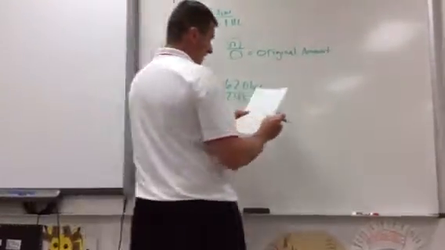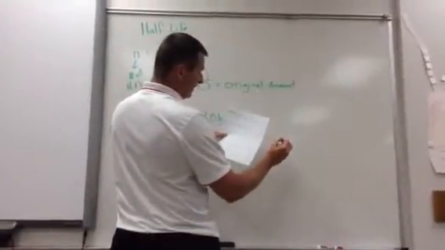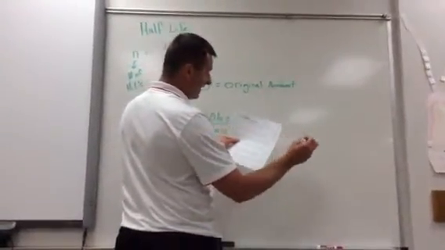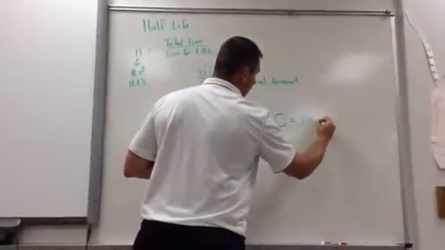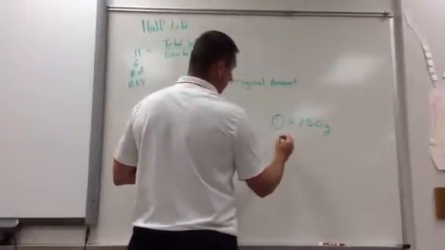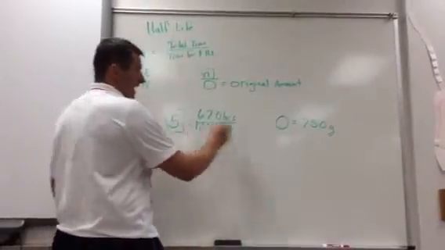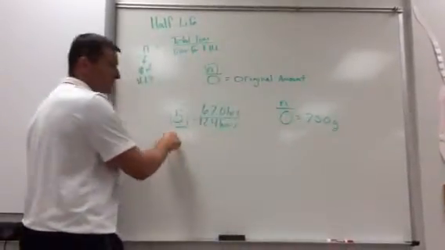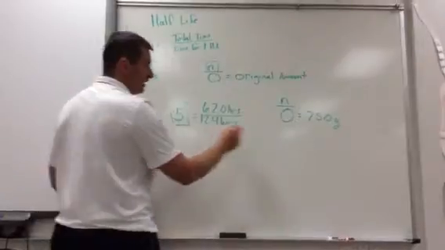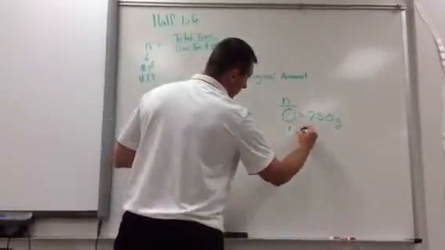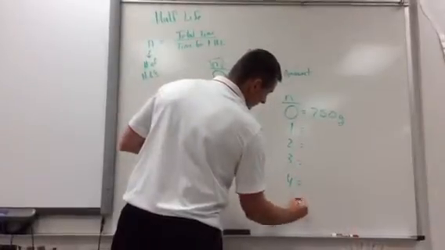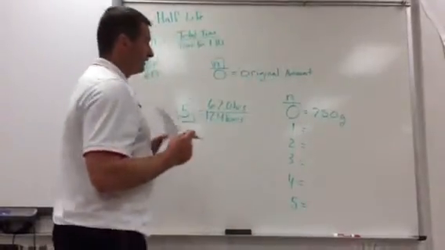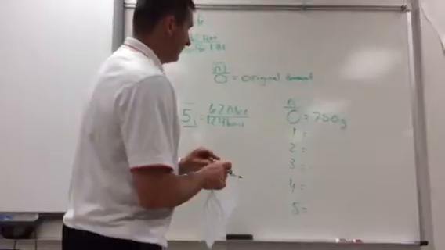number. All right, now it did tell me that it says how much of a 750-gram sample is left. So my 0, my original amount, is 750 grams. My n, remember, is the number of cycles of half-life that it's going to go through. So if it's 5, I need to do 1, 2, 3, 4, and 5. All right? Now, Riley, you've got a calculator, so I'm going to have you help me out with this.